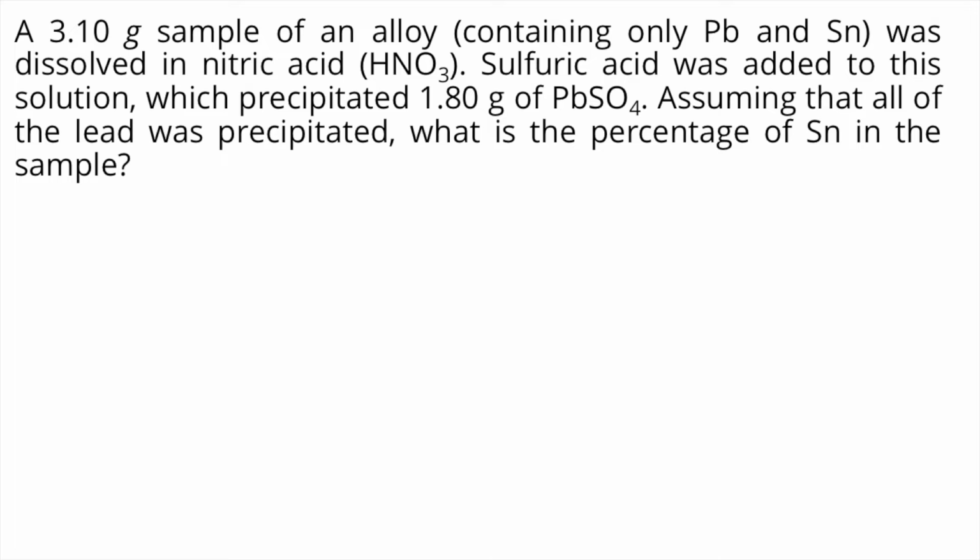So the problem says that all of the lead was precipitated in the form of PbSO4. So from 1.80 grams of PbSO4, we can determine how much lead was present in the alloy. So how do you do that? Of course, you start with 1.80 grams of PbSO4 and you convert this into moles.